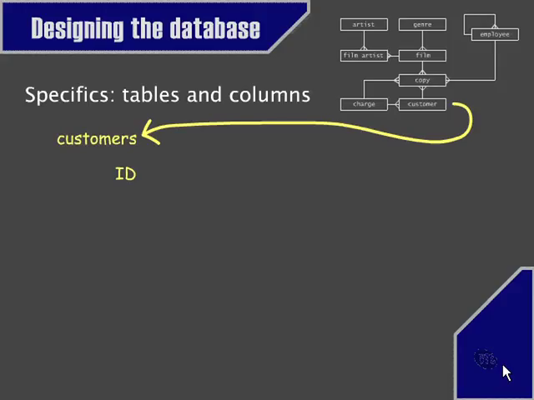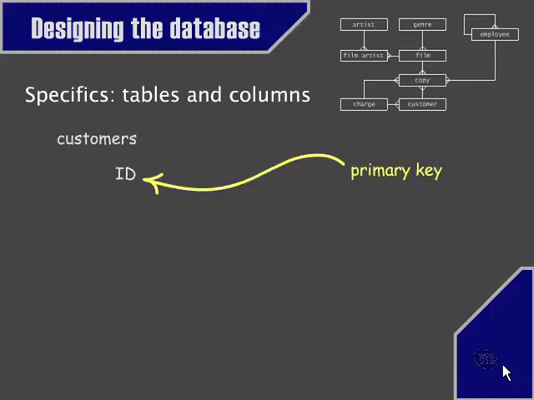The customers table will have, first of all, an ID column, and the ID column will be the primary key. And this will probably be an integer and will be an auto-incrementing column. This will be a unique identifier for each of our customers.